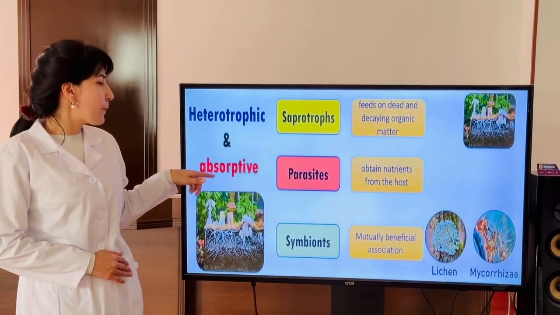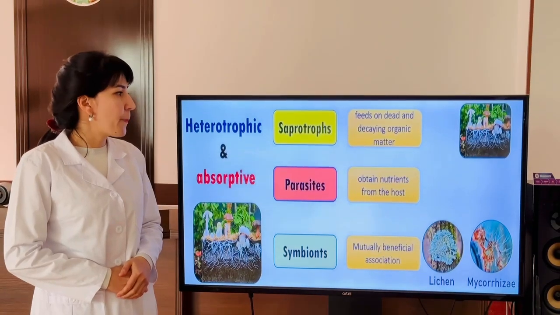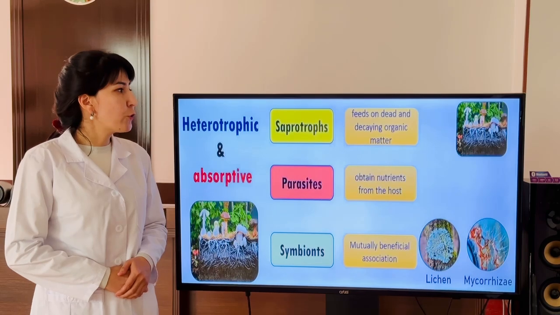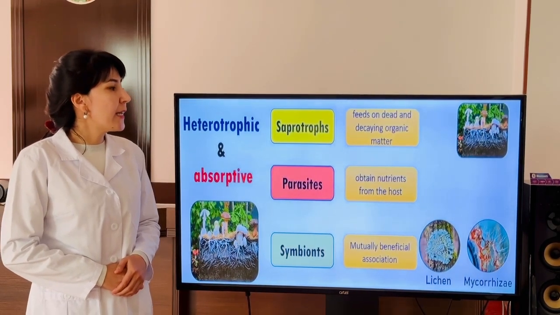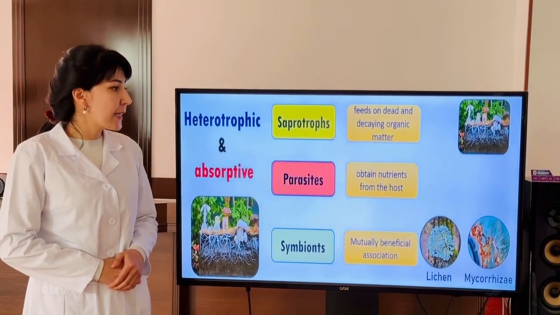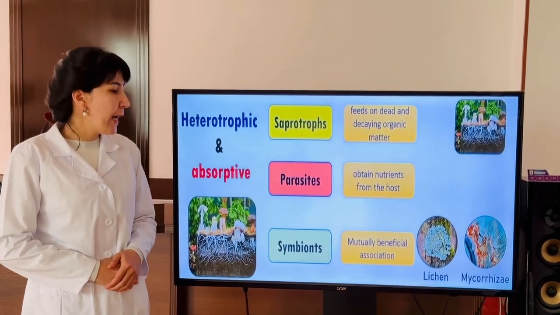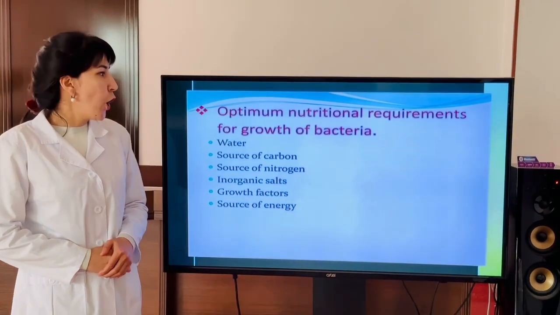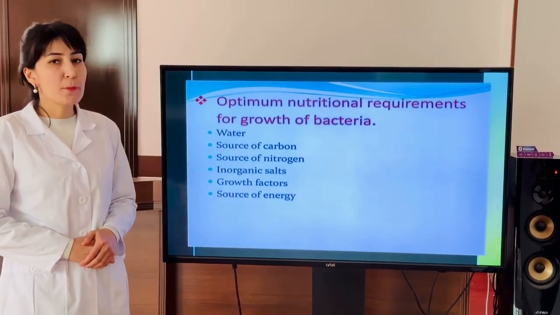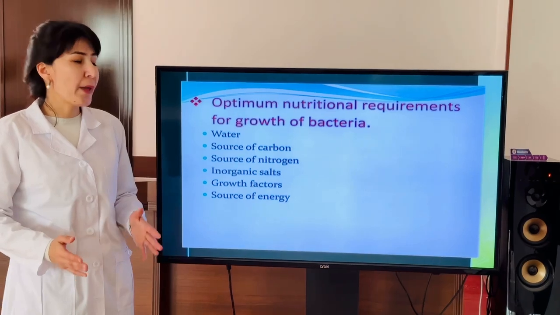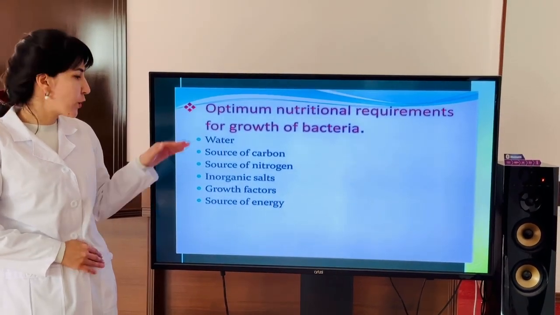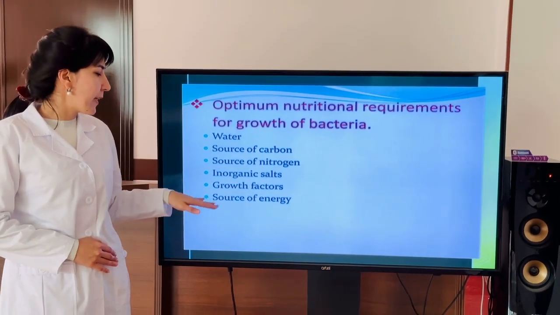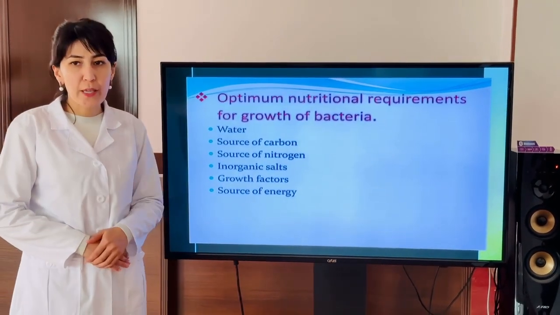Heterotrophs are divided into saprophytes, parasites, and symbionts. Saprophytes feed on dead and decaying organic matter, parasites obtain nutrients from the host, and symbiosis means mutualism, beneficial associations. Optimal nutrient requirements for growth of bacteria are, first, water, a source of carbon, a source of nitrogen, inorganic salts, growth factors, and a source of energy.